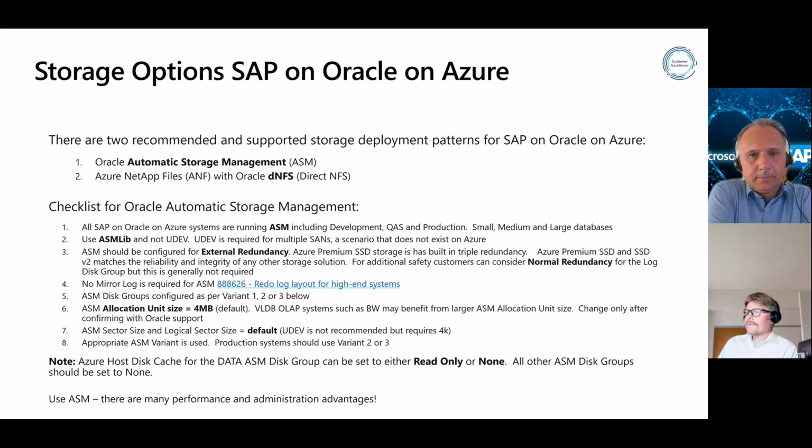As mentioned, ASMLib, not UDEV. If you use UDEV, and I don't know the reason why you would, you have to have a sector size and logical sector size of 4K. So number 3, as mentioned, Azure Premium has built-in triple redundancy, so your ASM disk groups generally use external redundancy.